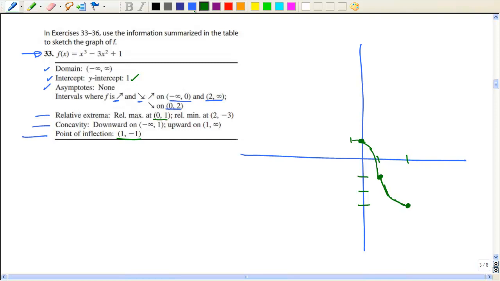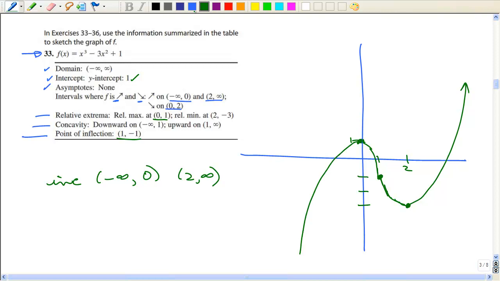Let's see. So it's concave downward, and then it's concave upward. What else have I got? It's increasing from negative infinity to 0, and then 2 to infinity. So here's 2. So I could say, well, it's increasing. That sounds good. And from negative infinity to 0, if this is a maximum, I had to get there. So I'm just going to say it got up there. It says it's decreasing from 0 to 2, and yep, from 0 to 2, I went downhill. I think that's a pretty good graph.